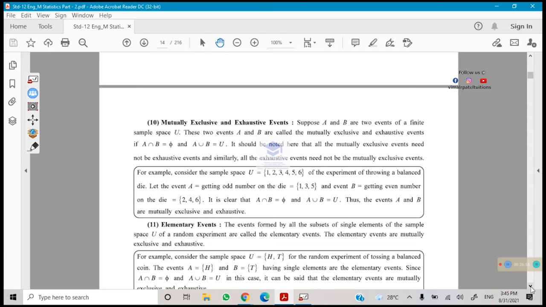I gave you an example: event A getting an odd number on a dice, 1, 3, 5. Event B getting an even number on a dice, 2, 4, 6. There is nothing common in both. There is no number which is both even and odd. So A intersection B is 0 or phi, and A union B is equal to the sample space, that is 1, 2, 3, 4, 5, 6. Then these types of events are called mutually exclusive and exhaustive events.